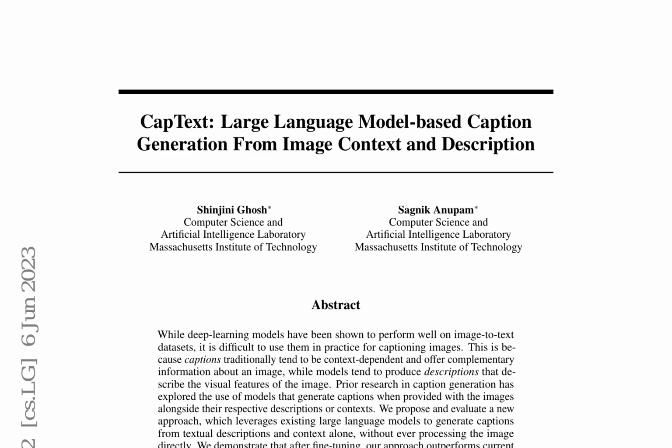This research paper proposes a novel approach to image caption generation, leveraging large language models to produce contextually appropriate captions without processing images. The authors distinguish between image descriptions and captions, highlighting the limitations of current deep learning models in generating practically useful texts. They utilize the Concadia dataset, which consists of images with descriptions, captions, and surrounding context, and propose a method that does not require image processing.